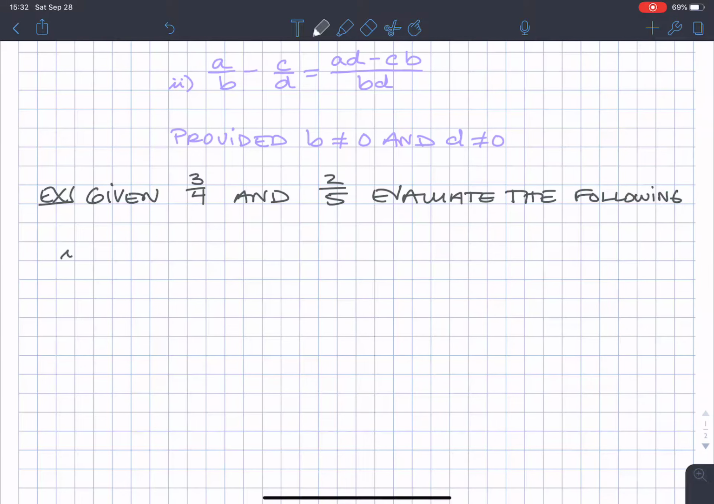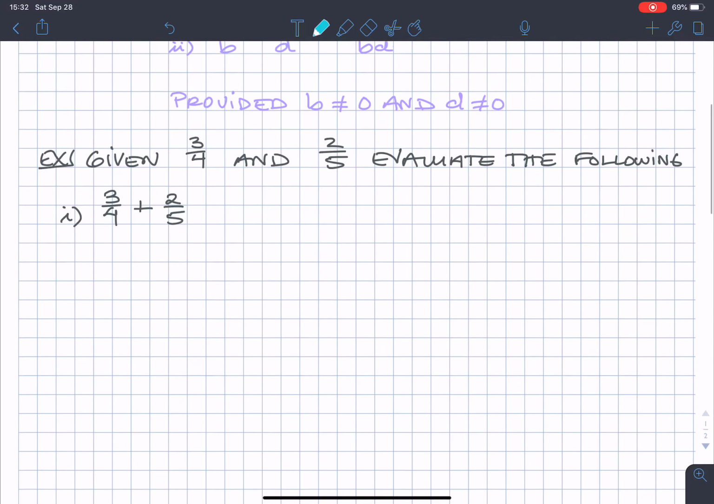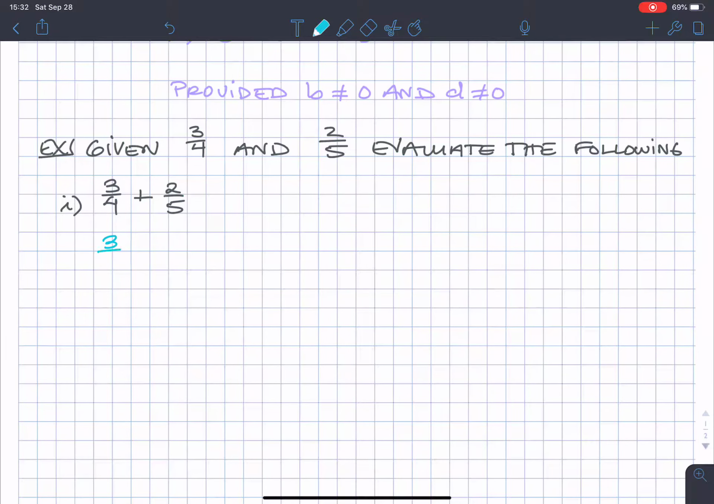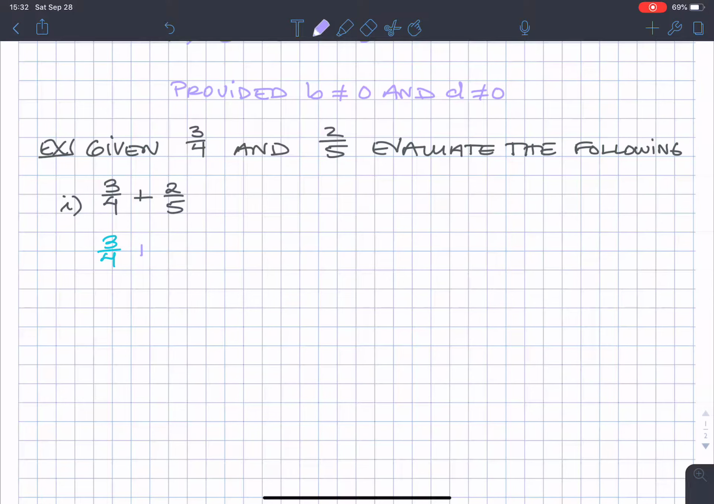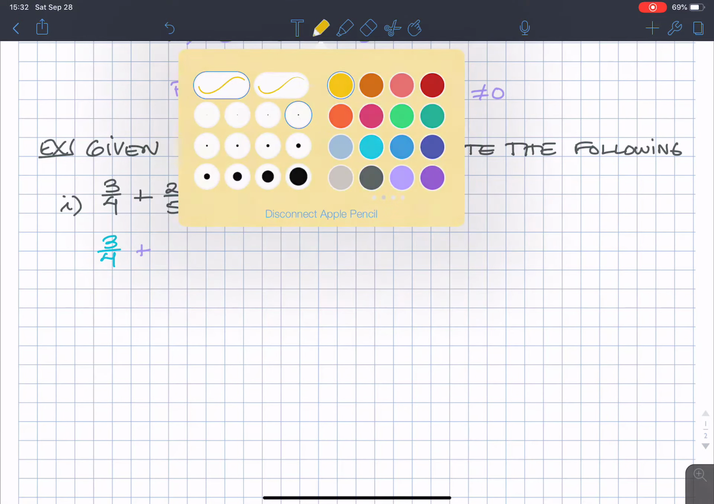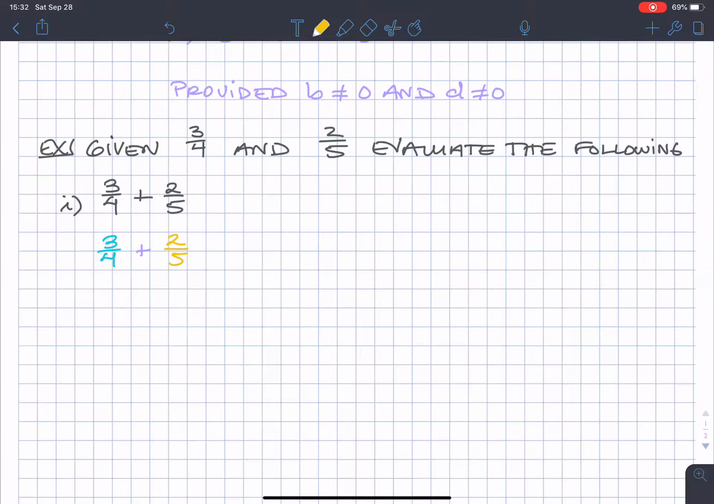So number 1, what I'd like to evaluate is the sum 3 over 4 plus 2 over 5. So I'm going to color code. I'm going to call the first fraction 3 over 4, and the second fraction 2 over 5, color-coded in blue and yellow respectively.